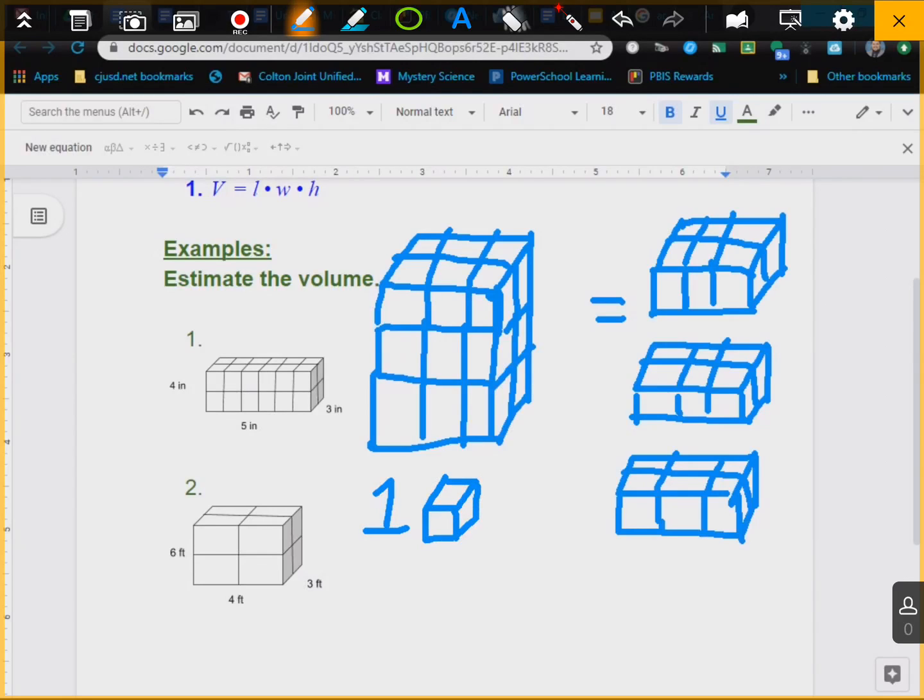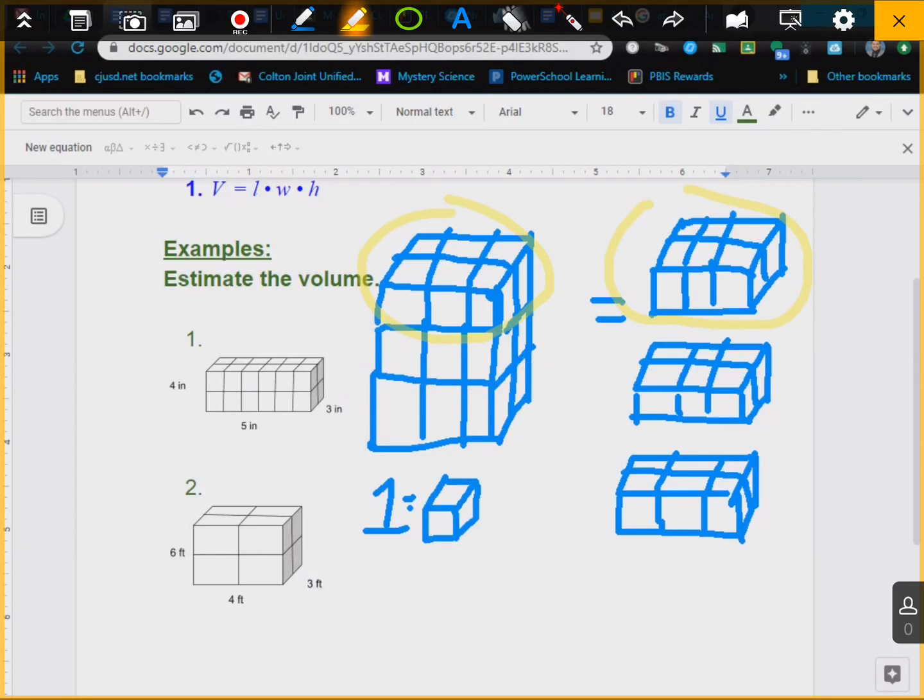They're going to say find the volume. Well, all they're telling you is that one of these layers right here is the same as one of these layers. And there's 3 layers total. That's all they're telling you.